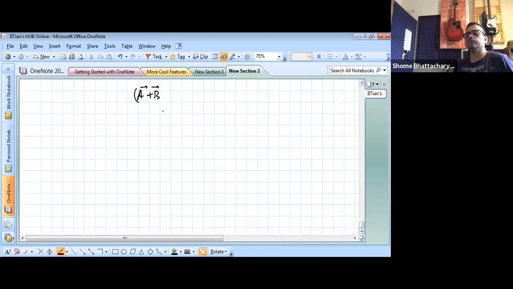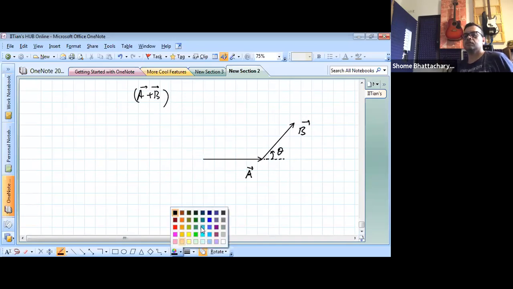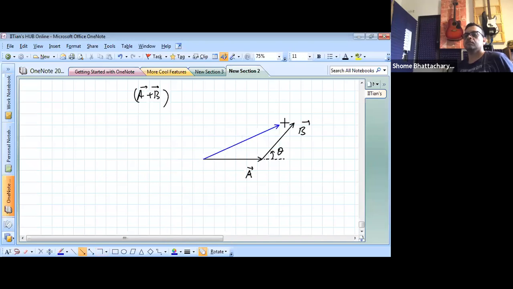by triangle law, what would we have done? We would have drawn the first vector A like this and drawn the second vector to its head, where this angle is the angle between them, theta, and this particular side will now become the sum, A plus B. And this angle is alpha.